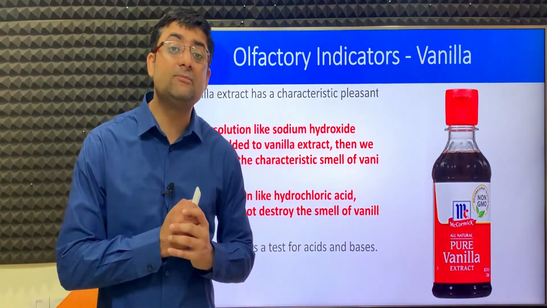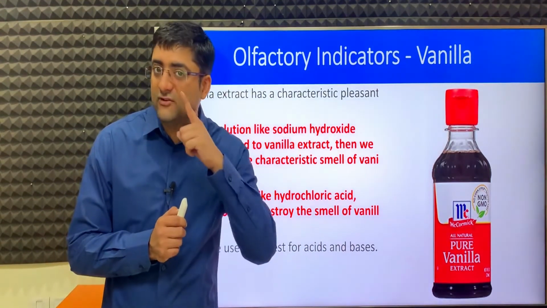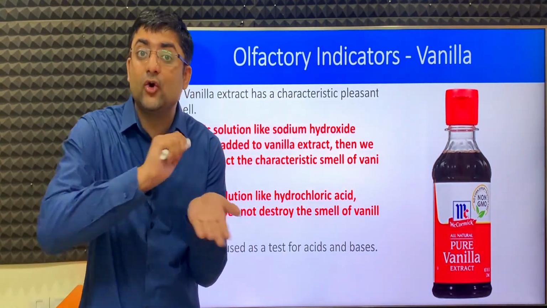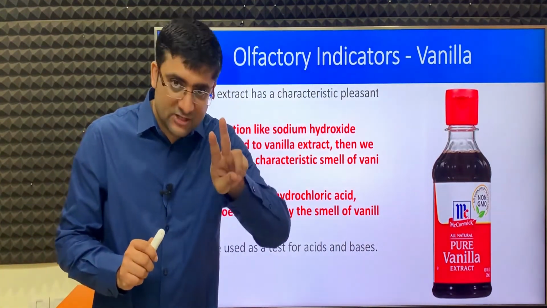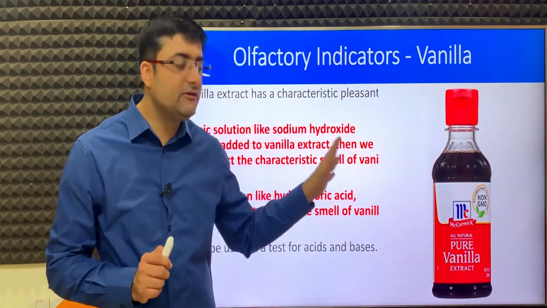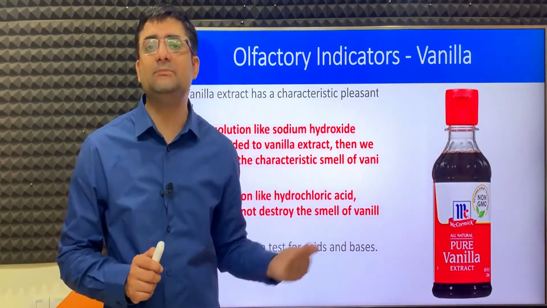So this is the concept of olfactory indicators. Olfactory means related to the sense of smell. So whenever we add a solution and the smell goes, it means it is a base. If the smell is not going, it could be acid or neutral. Is this clear? So generally olfactory indicators are used for testing basic solutions.